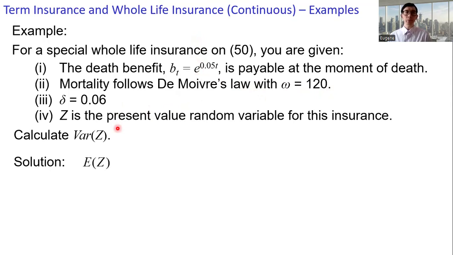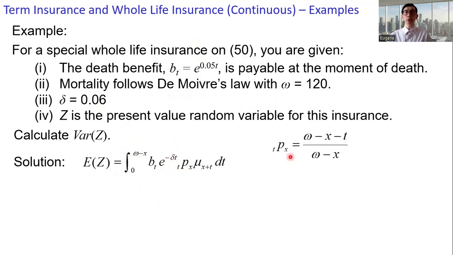All right, the solution. The expected value of Z, we have this expression. We have omega equals 120, x is 50. We get the expression for b_t, and we get the value of delta, 0.06. We need to get t p x and mu x plus t. Mortality follows De Moivre's law. Therefore, t p x equals this expression, and mu is this expression.